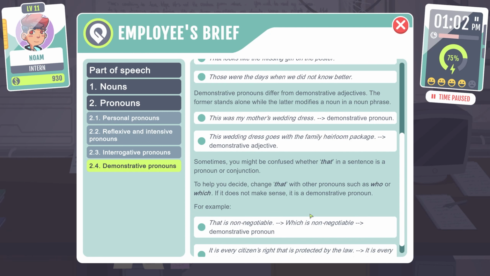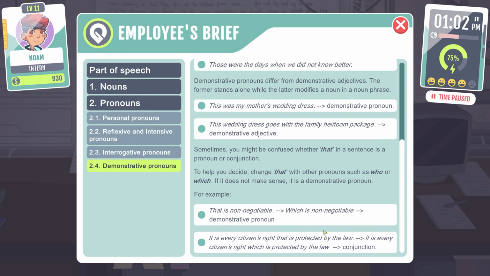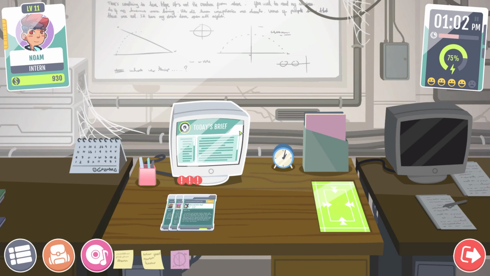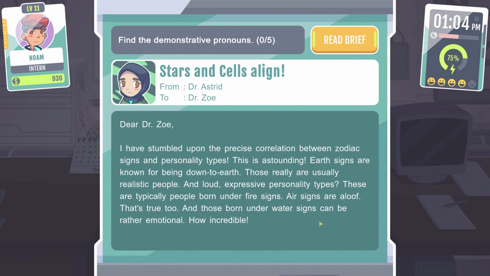Sometimes you might be confused whether that in a sentence is a pronoun or a conjunction. To help you decide, change that with other pronouns such as who or which. If it does not make sense, it is a demonstrative pronoun. For example, that is non-negotiable. Which is non-negotiable? Demonstrative pronoun. It is every citizen's right that is protected by the law. It is every citizen's right which is protected by the law. Conjunction. Okay. Let's look into it. Find the demonstrative pronouns.